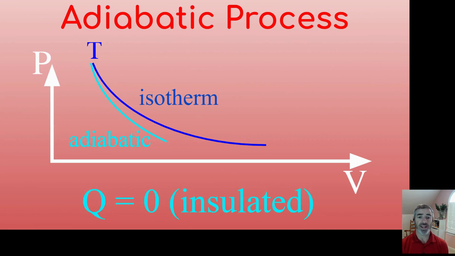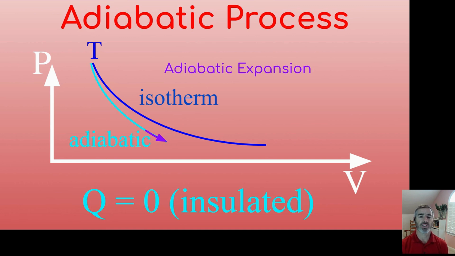So if we have an adiabatic compression, that means the volume is going to be decreasing. And that's going to be moving in this direction, kind of upward, which means that the temperature is going to increase, the pressure is going to increase, and the volume is going to decrease. So all three things are changing. And an adiabatic expansion would be the opposite. Pressure decreases, temperature decreases, but volume increases.